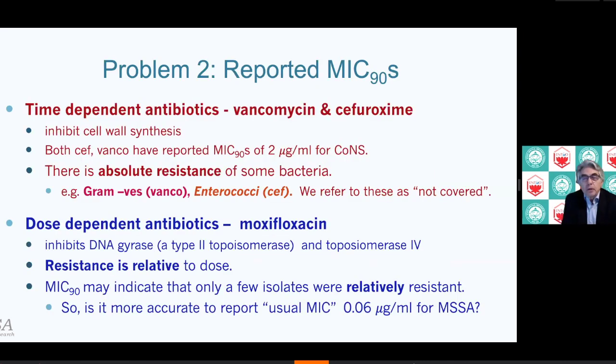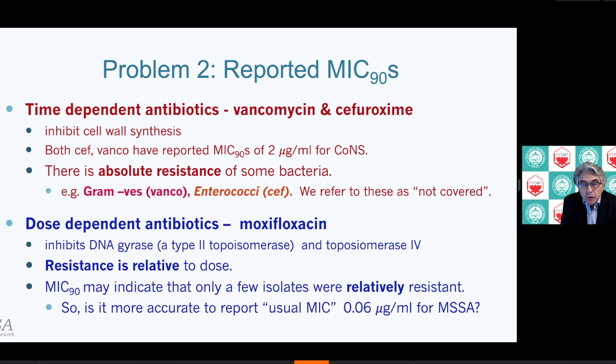Second problem is how we look at MICs. If we look at our two classes of drugs, the time-dependent ones, vancomycin and cefuroxime, they both have the same MIC90 of 2 micrograms per mil, and we inject them both in the same concentration. And we don't consider some things. We don't consider that gram negatives aren't affected by vancomycin or that enterococci are resistant to cefuroxime. And so we refer to those as non-covered bacteria. We don't refer to them as resistant of a strain that is often covered.